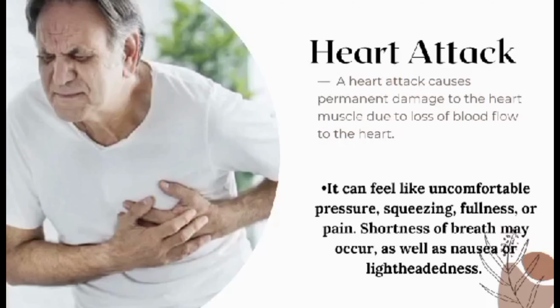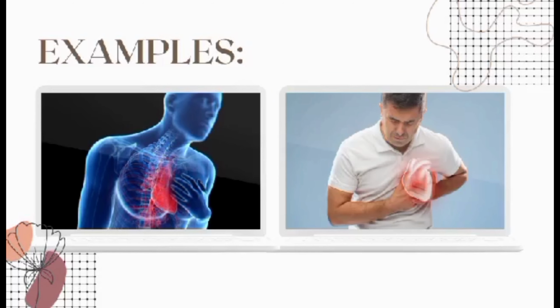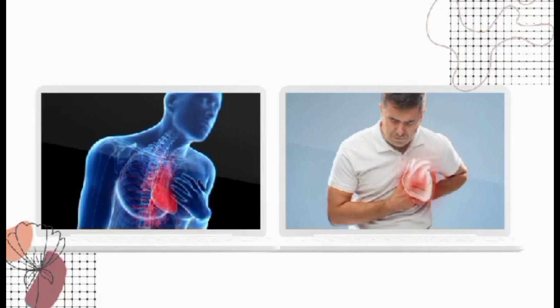Heart attack. It occurs when the blood supply to the heart muscle is blocked, typically due to a clot in the coronary arteries. So, common symptoms of a heart attack include chest pain or discomfort, shortness of breath, and sweating. If you suspect someone is having a heart attack, call emergency services immediately and provide them with aspirin if available. It is the illustration of having a heart attack.